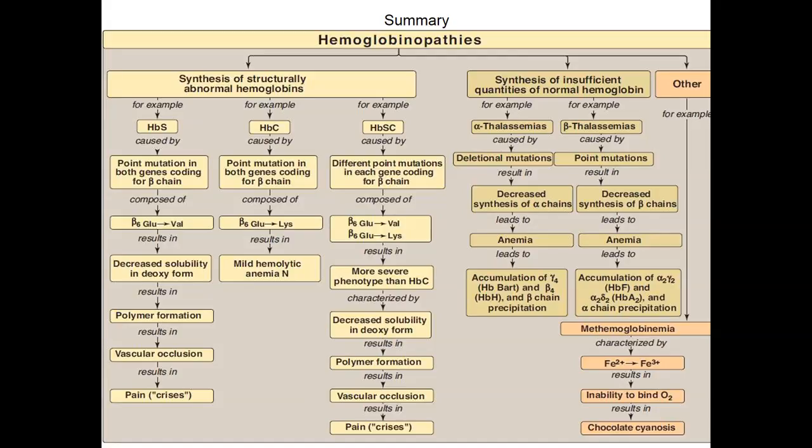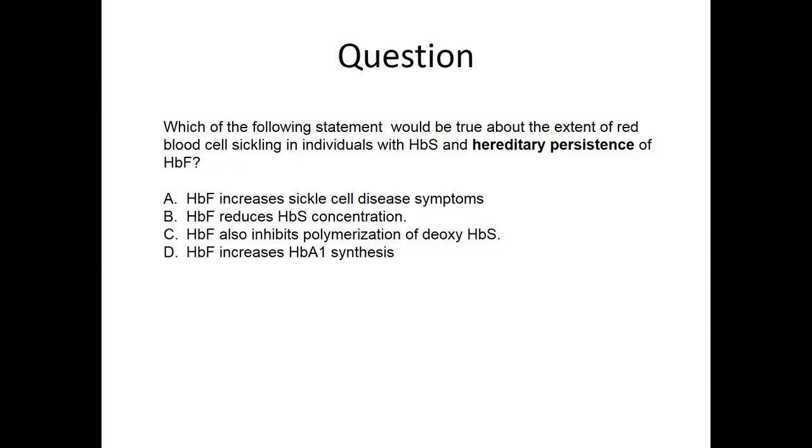This is a summary that you can read on your own. If you have a question, feel free to contact me. I'll put this in the summary slide for you. It can help you study. Any questions at this point? All right. Oh, the question here, it will be B: Hemoglobin F reduces the hemoglobin S concentration. I was just giving you an explanation of how it reduces it. Does that make sense to you?